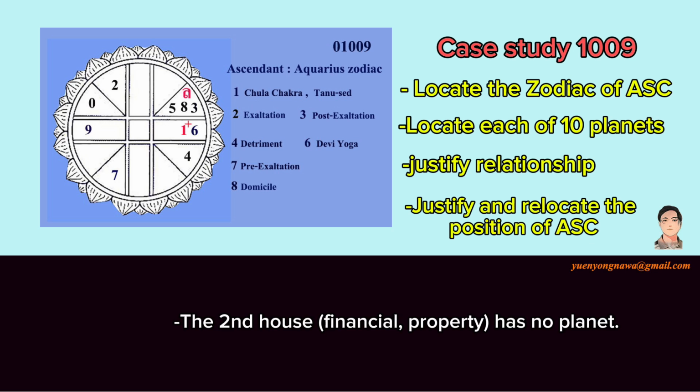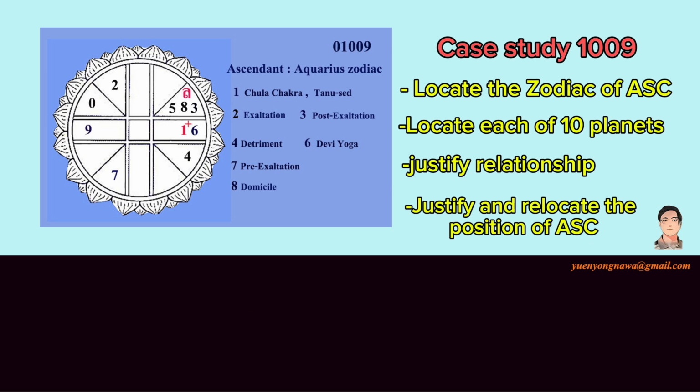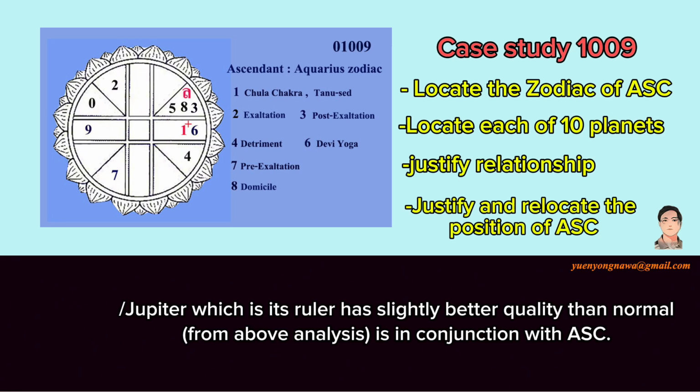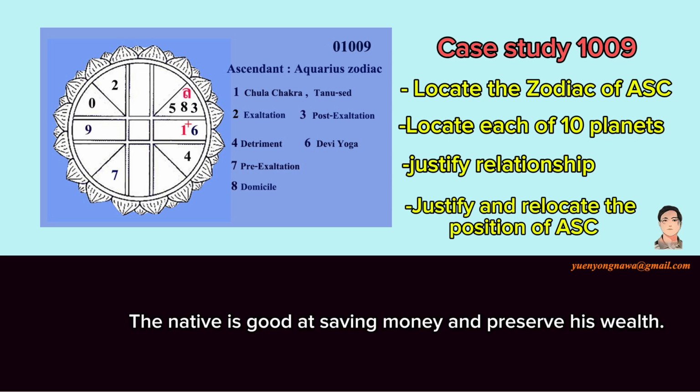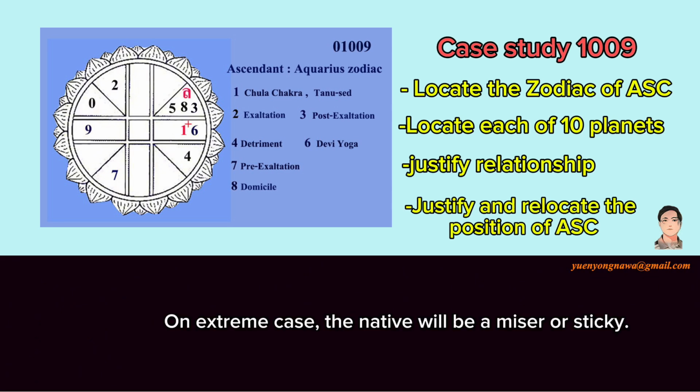The 2nd house, Financial, Property, has no planet. Jupiter, which is its ruler, has slightly better quality than normal and, from the above analysis, is in conjunction with ASC. The native is good at saving money and preserving his wealth. In an extreme case, the native will be a miser or sticky.